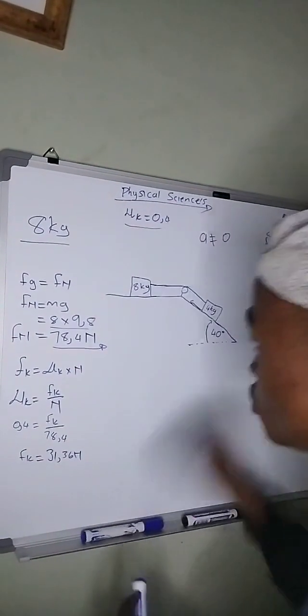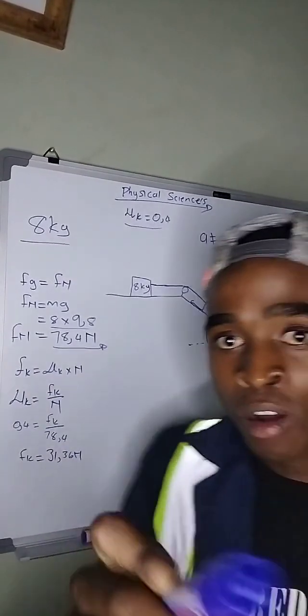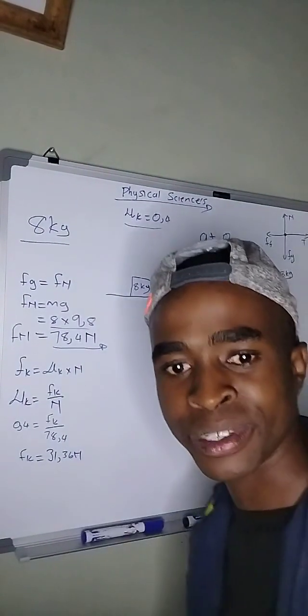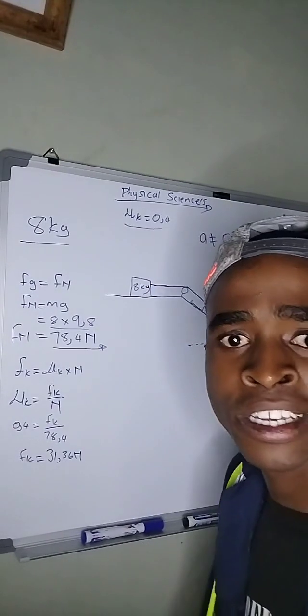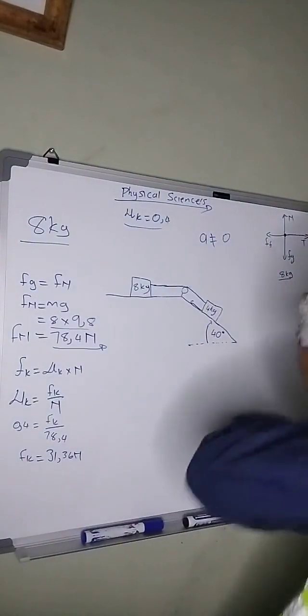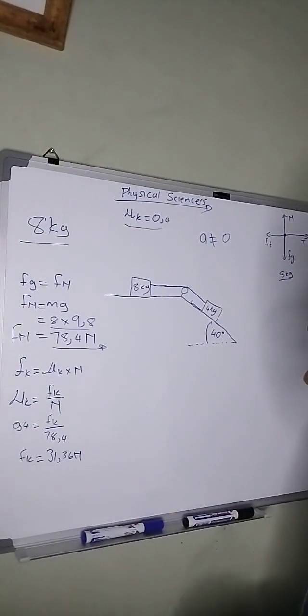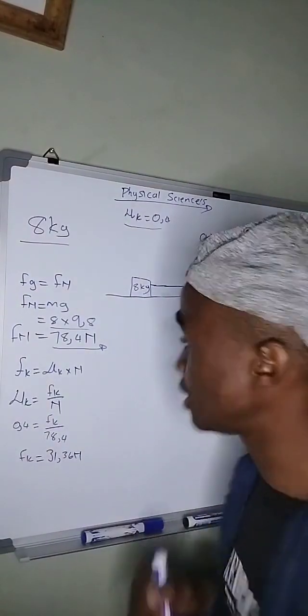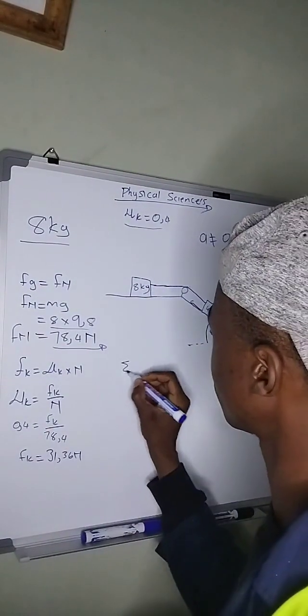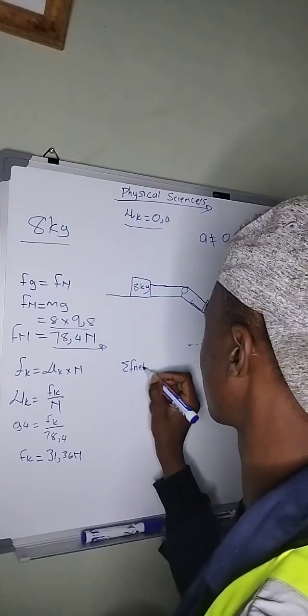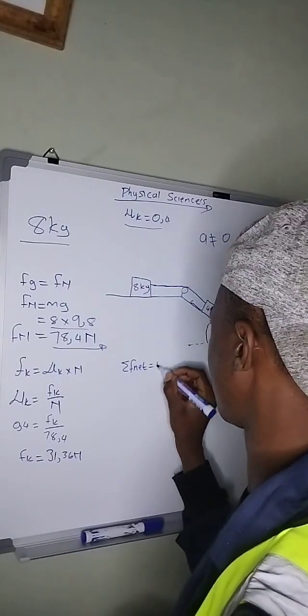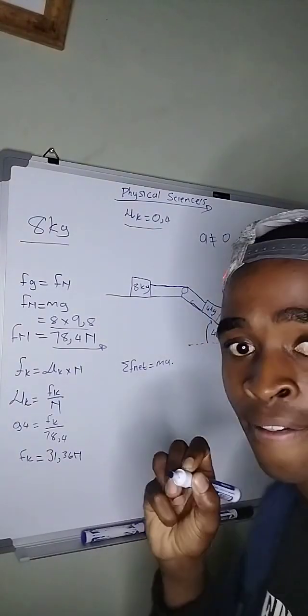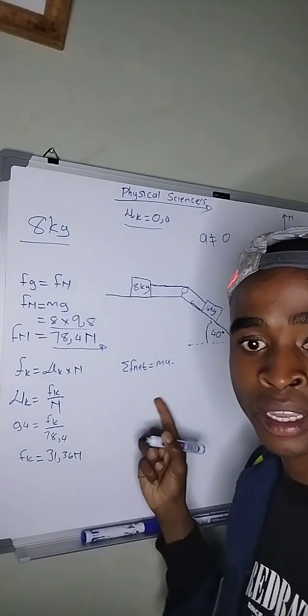So let's continue. We're still on the 8 kg, guys. Since we are still on the 8 kg, we have to calculate the acceleration. Fnet equals ma.